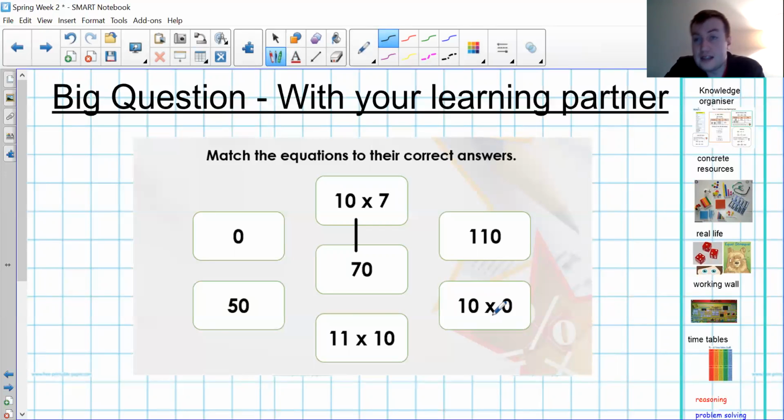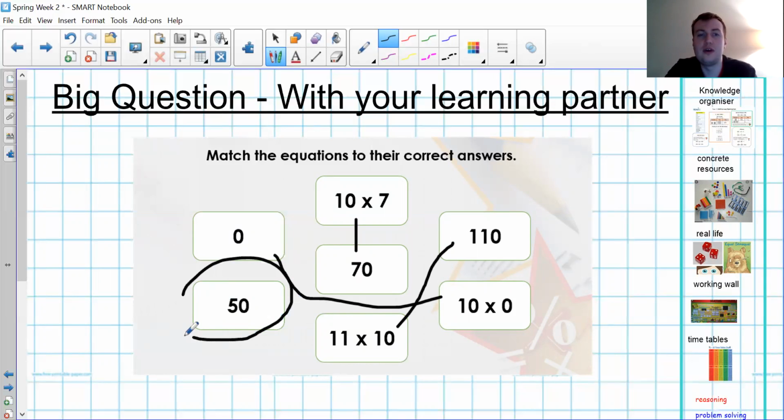Okay. 10 times 0, whenever we times anything by 0, the answer must be 0. It could be 10,564,322. If you times that by 0, your answer is 0. And then last one, 11 times 10: 10, 20, 30, 40, 50, 60, 70, 80, 90, 100, one more, 110. 11 times 10 is 110. That makes 50 the odd one out. Well done, if that's what you got.